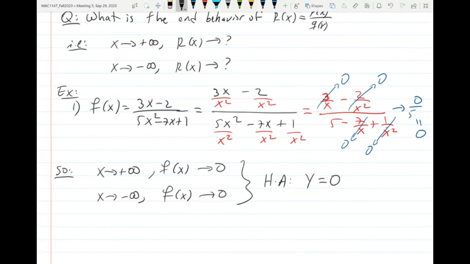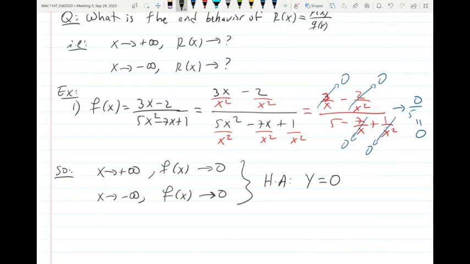Okay, questions on this first example? It's very similar to the first one that we did today. Any questions on this one?